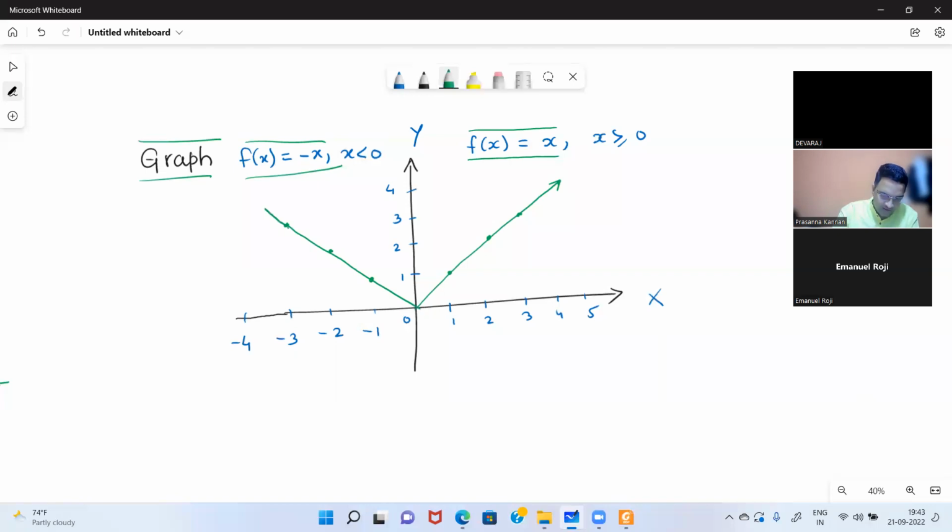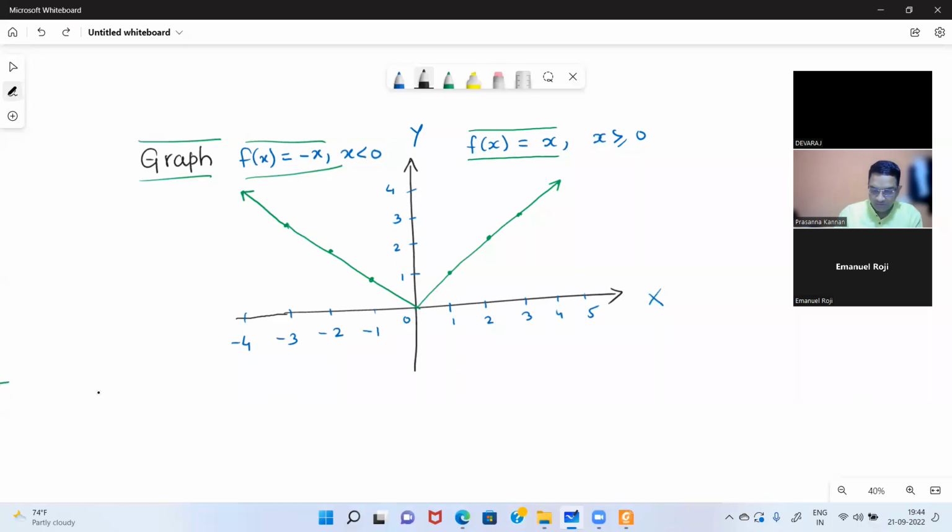So if you see, as Emmanuel was mentioning, it's kind of a V-shaped graph. Is that clear? So that's going to be the graph of the mod x function. Of course, if you want to know a little more about the angles, this angle will be 45 degrees here. This angle will also be 45. Or from the positive x-axis, if you take, it will be 135, correct? Fine. Do we have to mention the angles in the graph? Not necessary, not just for your understanding. I was just mentioning.